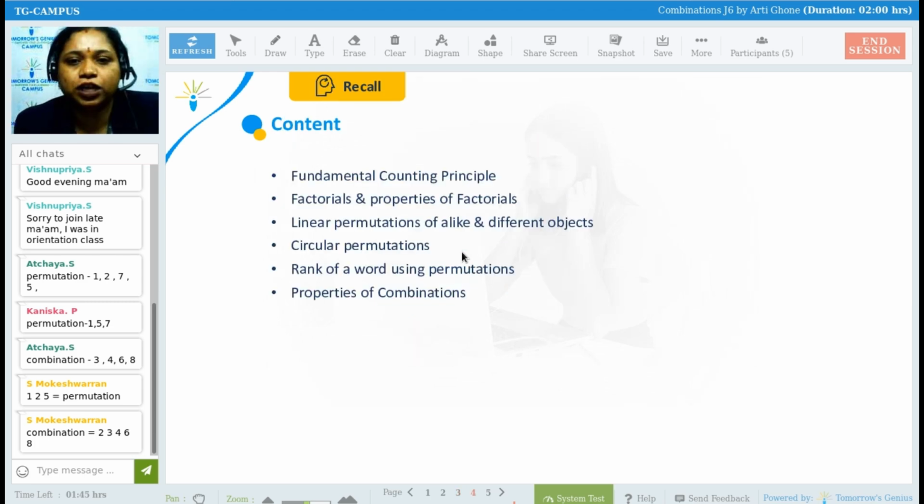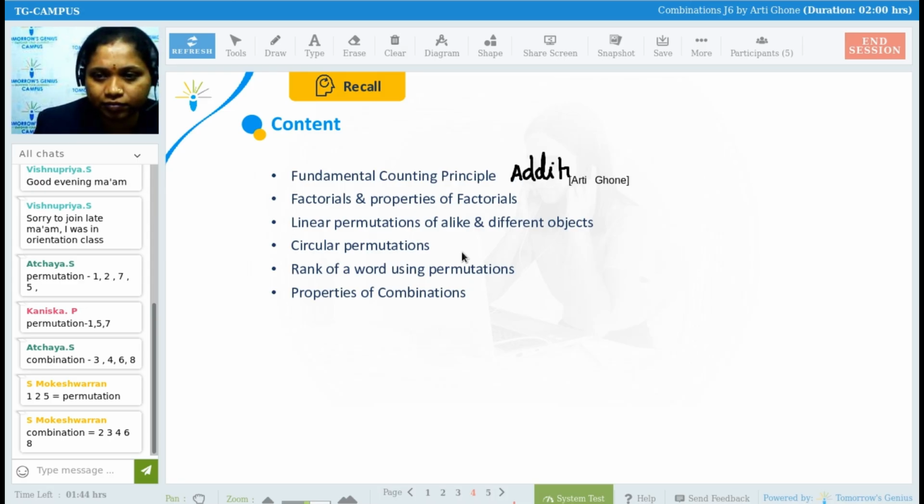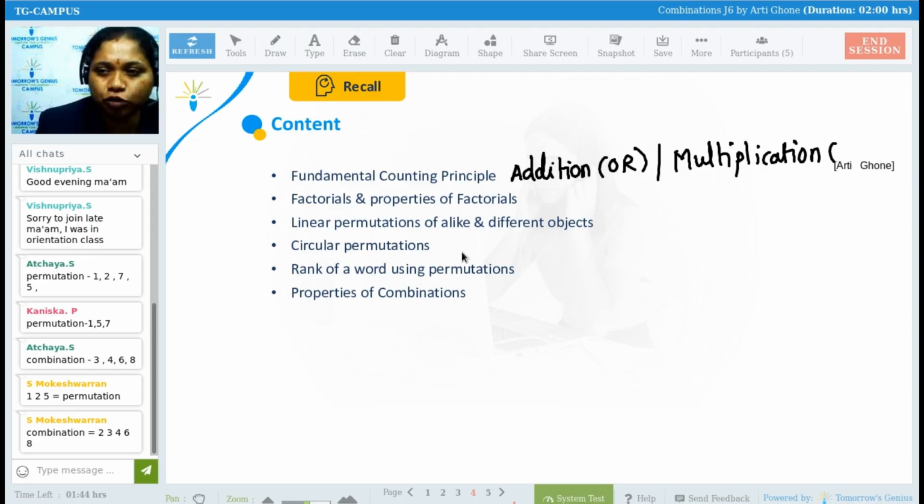Now what we need to recall: fundamental principles of counting. Quickly tell me, what are the fundamental principles of counting? Addition and multiplication. Good. Addition is required for, this is today's important concept, addition is required for which condition? Addition means or and multiplication means and. Clear? Up to probability you have to keep in mind, because in sets, permutations and probability the same concept will be applied.